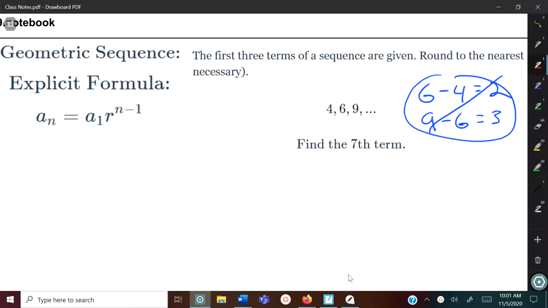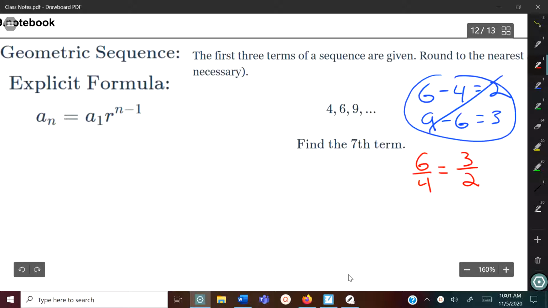Because it doesn't have a common difference, now we're going to see if it is geometric by doing 6 divided by 4. Simplify that: what number goes into 6 and 4? 2. 2 goes into 6 3 times, 2 goes into 4 2 times, and that's the same as 1.5. Now we'll do 9 divided by 6. What number goes into 9 and 6? 3. 3 goes into 9 3 times, 3 goes into 6 2 times, and again that's 1.5.